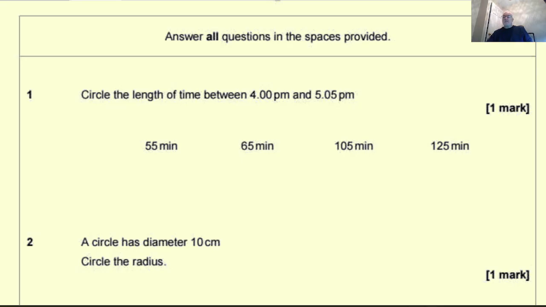So, looking through them. Question 1: circle the length of time between 4 PM and 5:05 PM. So it's relying on you knowing 60 minutes is 1 hour. To get from 4 to 5 PM is 1 hour, so that's going to give me 60 minutes. And then I'm just adding any additional minutes that I've got on here. So I've got 5 minutes extra, add that on, that gives me my 65 minutes.